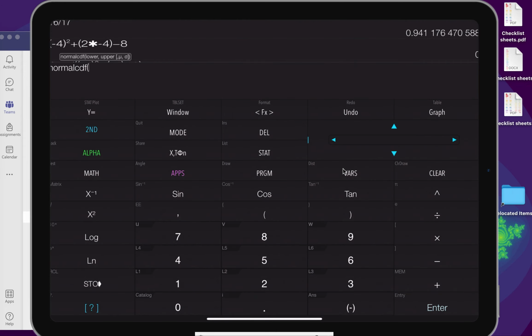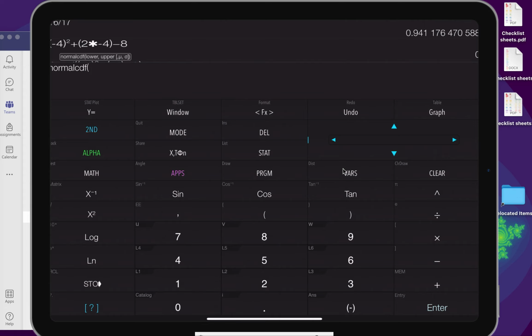Okay? And so, because I'm using my app, it tells me here I need the lower value, the upper value, and the mean and the standard deviation. If you don't put a mean and a standard deviation, it's going to assume that you're using the standard normal with a mean of 0 and a standard deviation of 1.